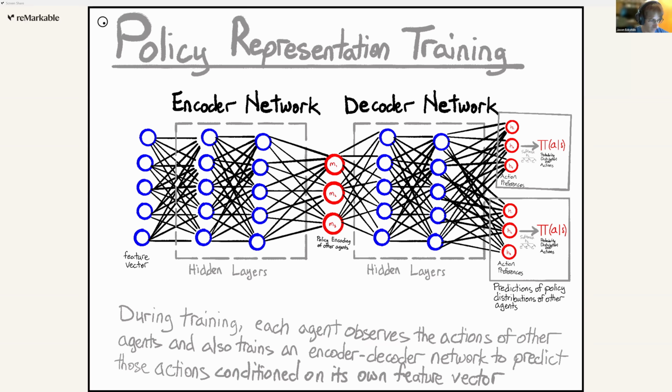So does this make sense to everyone? Any questions about the architecture of this or the goal of setting this up?